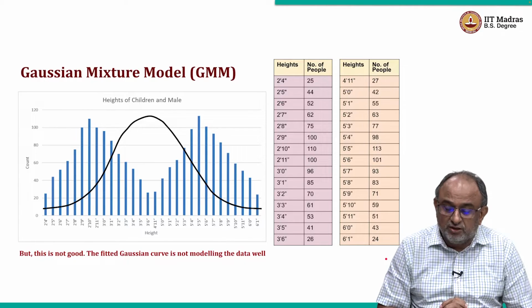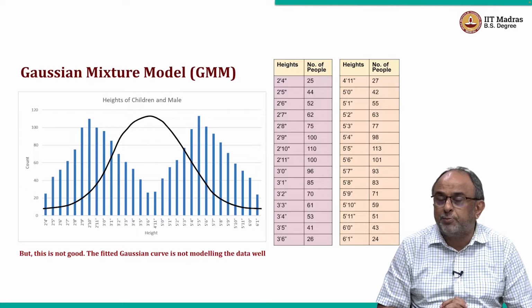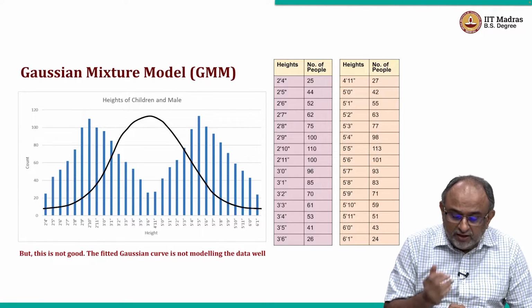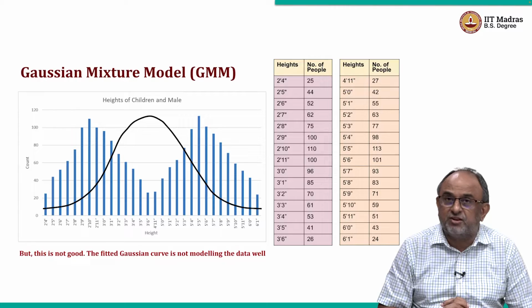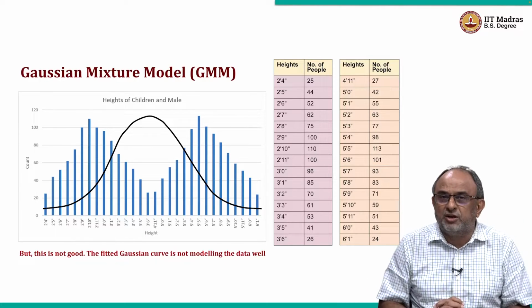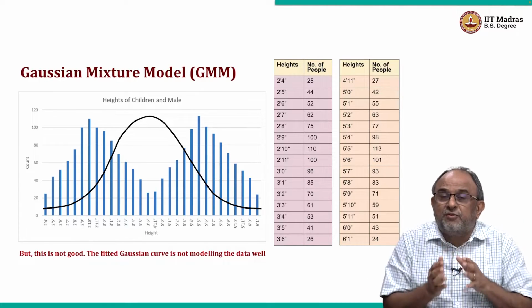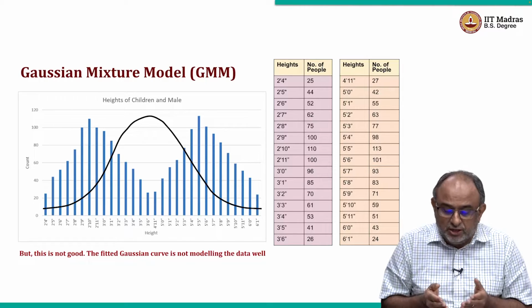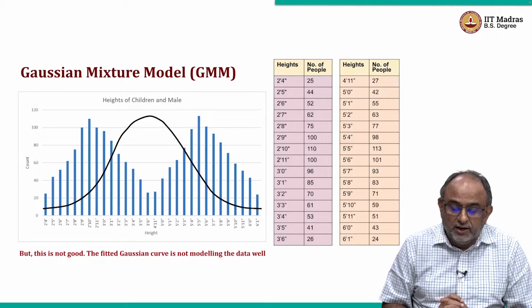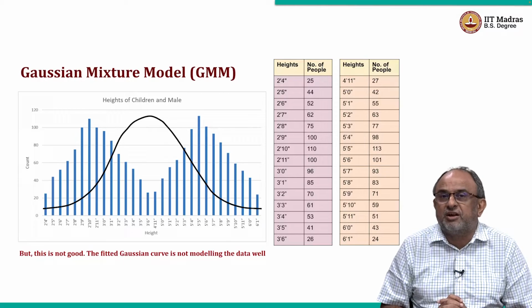Now, does this Gaussian describe the data properly? No, right? It is showing me that the mean is around 3 feet 6 inches. What does the Gaussian capture? It says on an average which height has the most number of people. Here it is claiming that it's 3 feet 6 inches that have the most height.